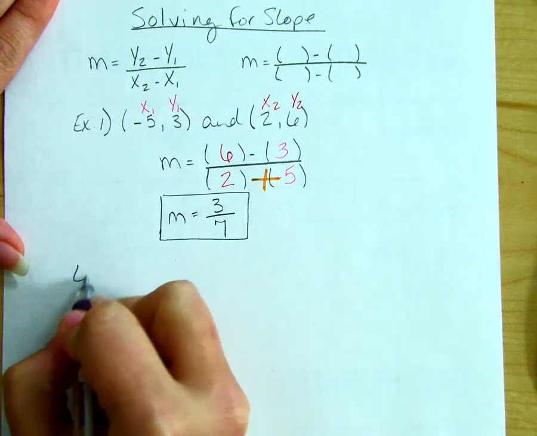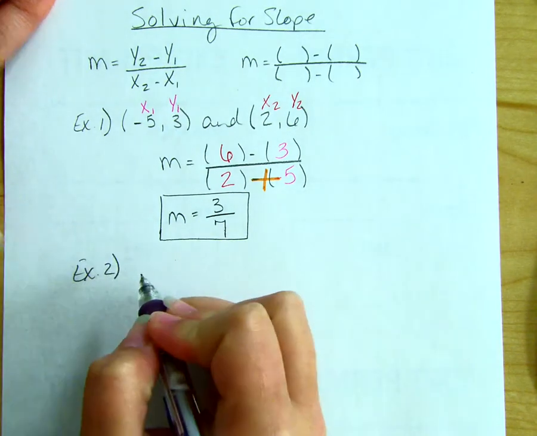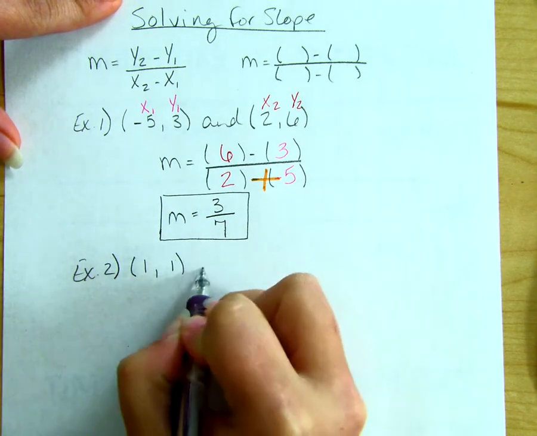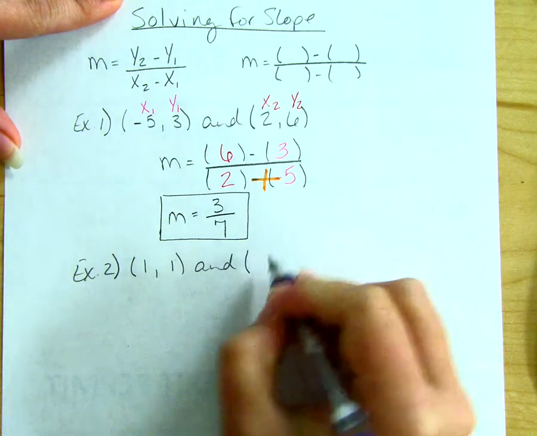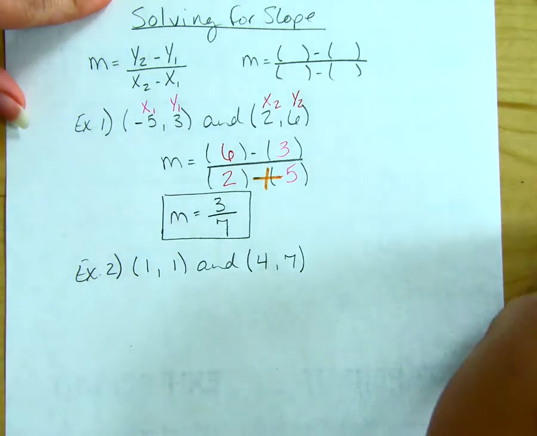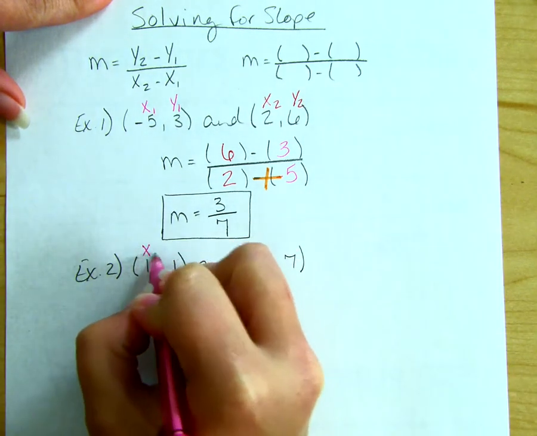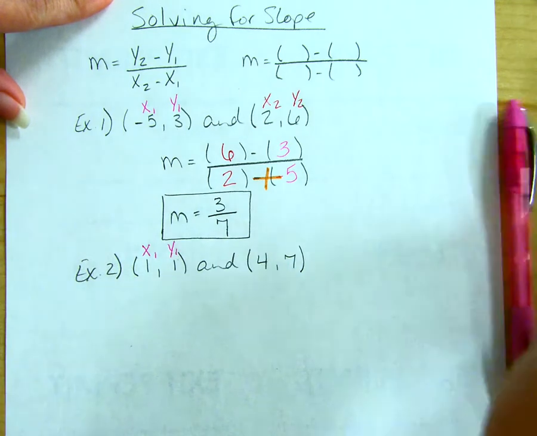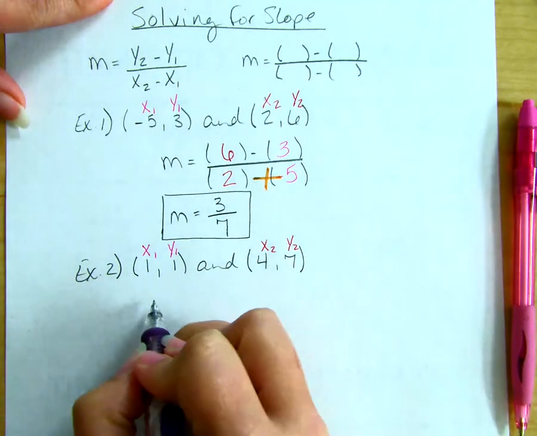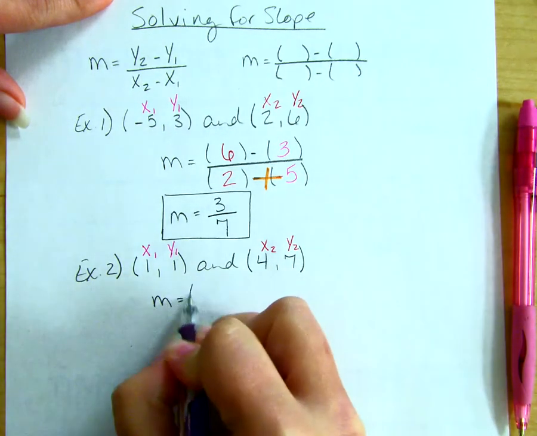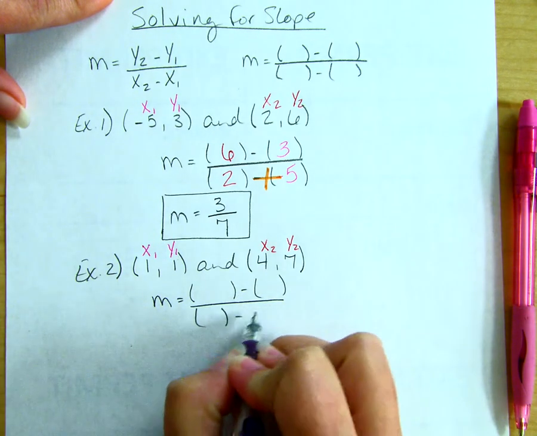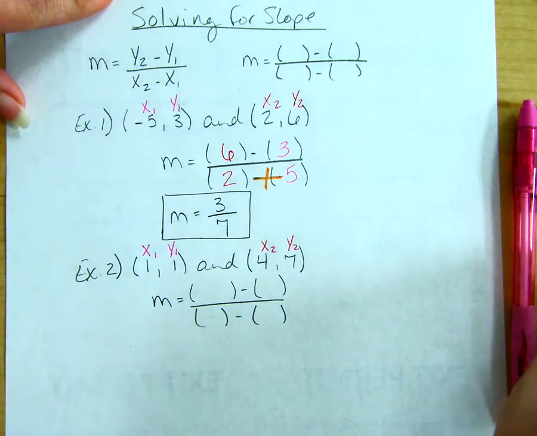Then we'll do another example, example 2. Example 2, I have the ordered pair 1, 1, and another ordered pair 4, 7. I'm going to do the exact same thing I did above. I'm going to start by labeling my ordered pairs. X sub 1, y sub 1, x sub 2, y sub 2. I'm going to write my skeleton first. M equals, and I'm going to plug in my values.